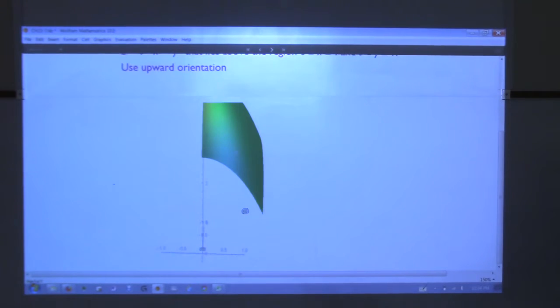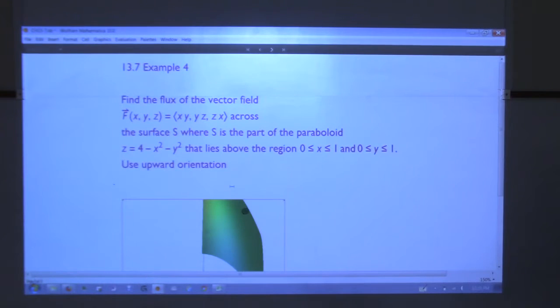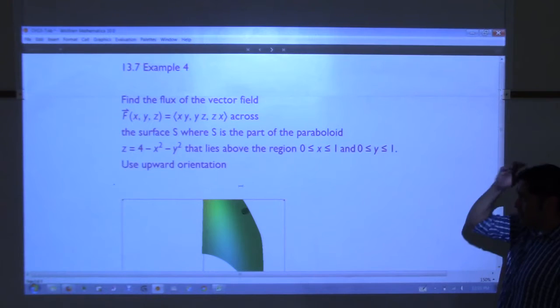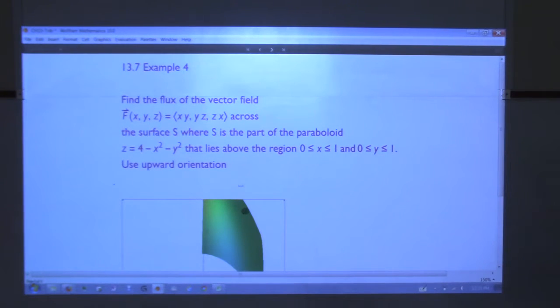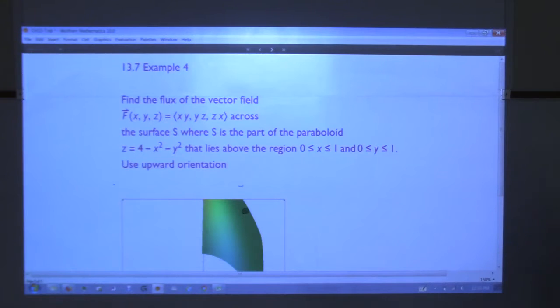Five minutes. I think we can set this one up. So you have a surface here. Find the flux of the vector field F of x, y, z equals xy, yz, zx across the surface S, where S is part of the paraboloid z equals 4 minus x squared minus y squared that lies above the region where x is between 0 and 1, and y is between 0 and 1. Use upward orientation, meaning normal vectors pointing upward.